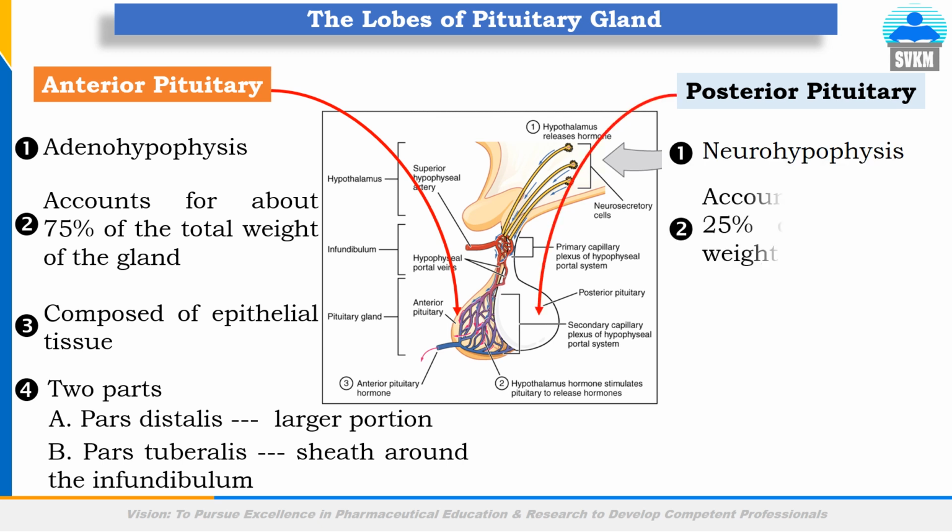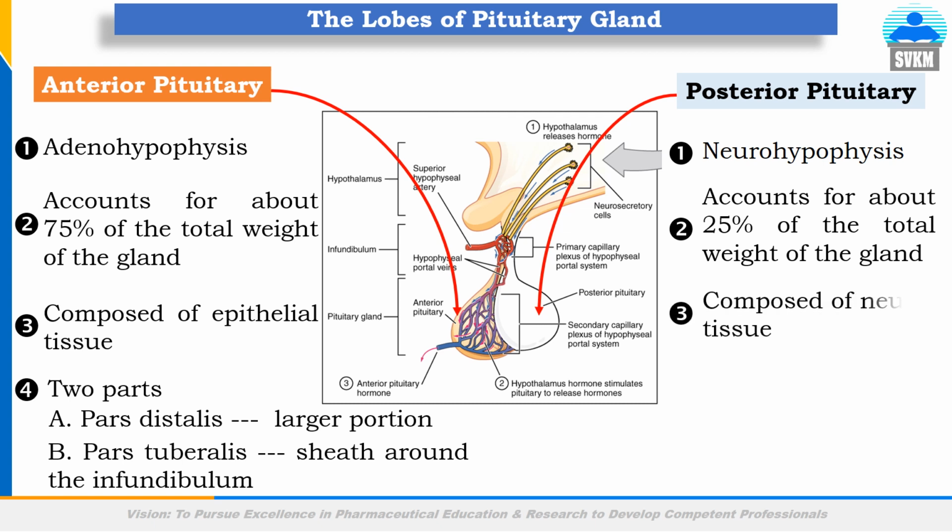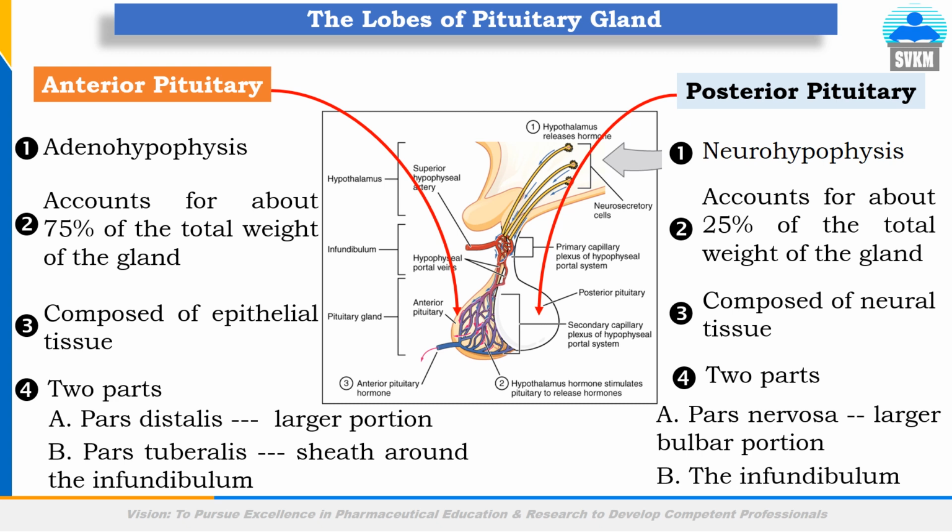While the posterior pituitary is called the neurohypophysis, it accounts for about 25% of the total weight of the gland. It is composed of neural tissue. The anterior pituitary is composed of epithelial tissue, while the posterior pituitary is composed of neural tissue. The posterior pituitary has two parts: one is the pars nervosa, the larger bulbar portion, and the second one is the infundibulum.